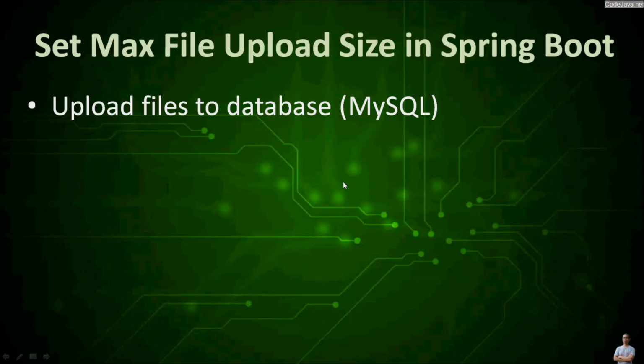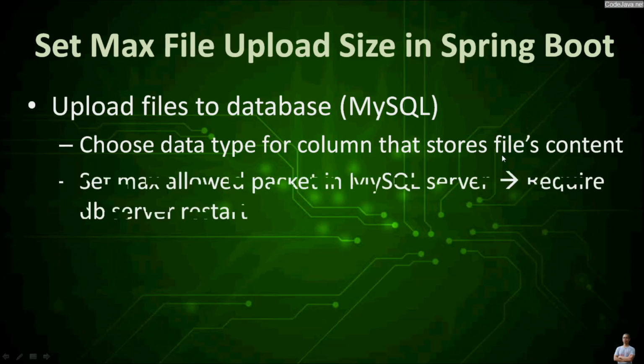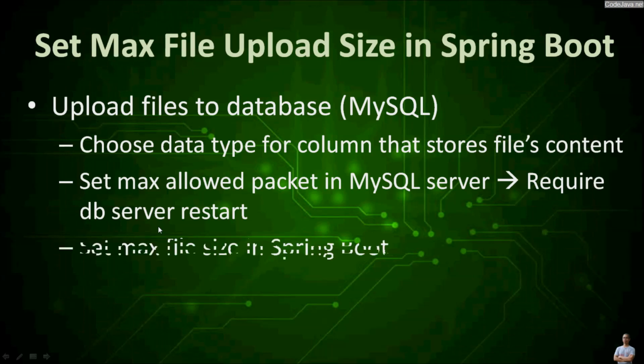In case the application allows the user to upload files to the database, the configuration for setting max file upload size is more complex because it involves the database. First, we need to choose appropriate data type for the column that stores the file's content. And then we set the max allowed packet in MySQL server, and this change requires database server restart. And then we need to set the max file size in the Spring Boot application, as I've shown you in the previous section.